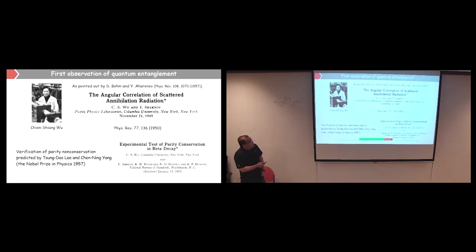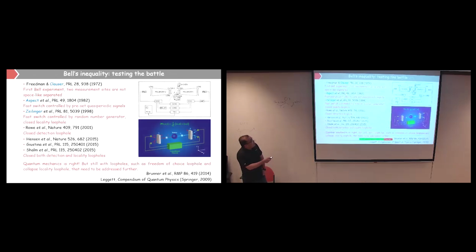Later on, I think the first experiment to demonstrate entanglement was by Chien-Shiung Wu, the Chinese lady. But later on, there were many very famous experiments, and we'll see the Clauser experiment, the Aspect experiment, and Zeilinger. These three experiments brought them the Nobel Prize in 2022. But even after the pioneering experiment, there were still some loopholes.